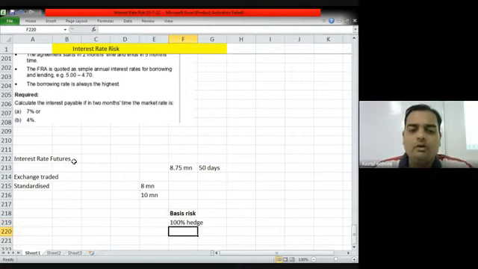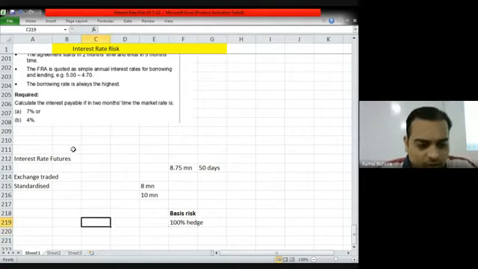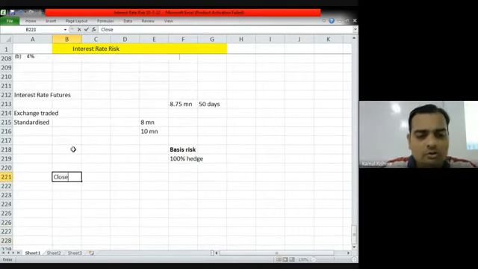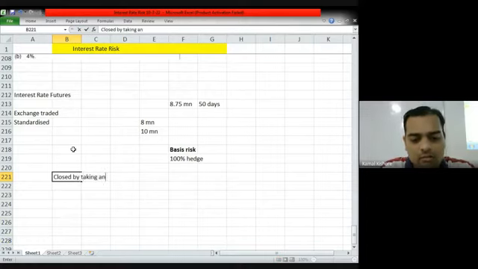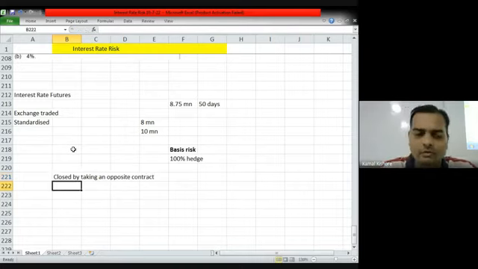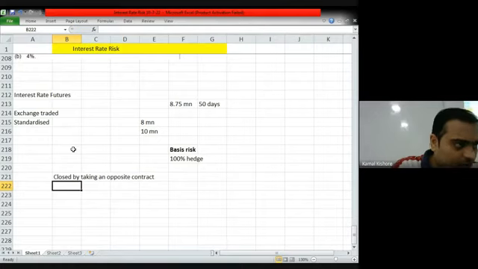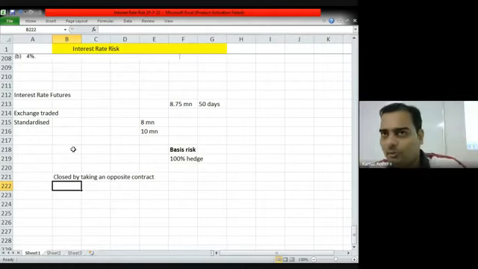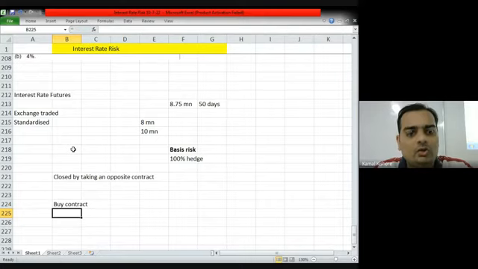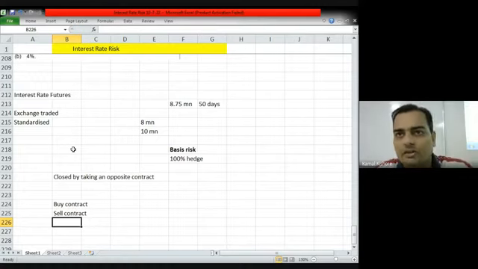Now, how do interest rate futures work? Much similar to FRA. It's just that it is closed by taking an opposite contract. Even other futures, whatever futures you have seen, all futures are closed by taking an opposite contract. That means if I'm entering into a futures buy contract, to close this, I will enter into a sell contract, so that my position is neutral, and pay out and settle the difference.